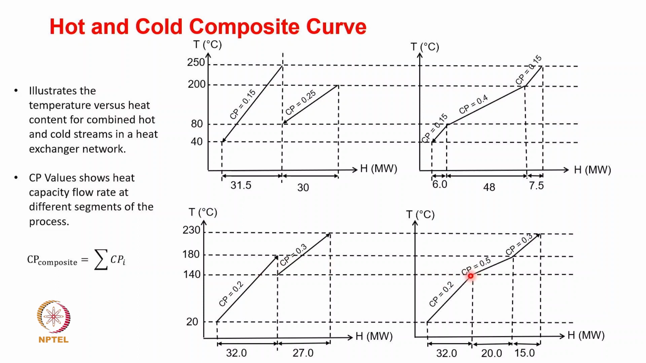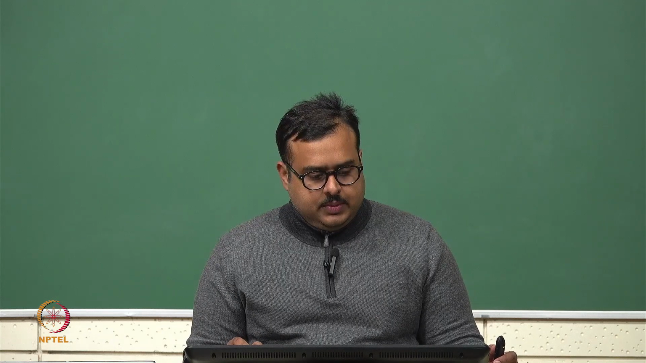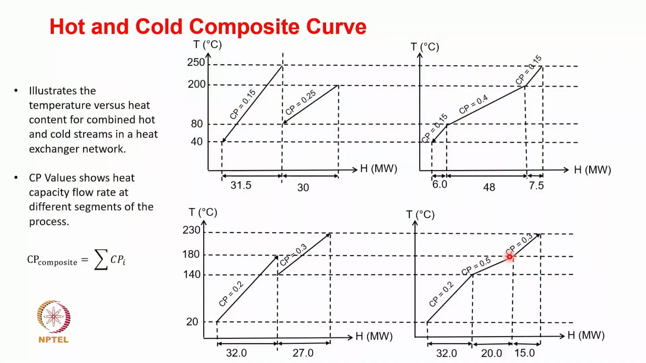The composite CP or aggregate CP is a summation of the individual CPs, and we just sum them up as per this equation. And from the last part, the stream with CP 0.3 remains, and we just draw them together. When we draw perpendiculars at each of these points, we could find out the H values. So from here to here, it is 32, 20, and eventually 15. So this is the way in which we draw the composite curves of hot and cold streams. So what are we gaining out of this?